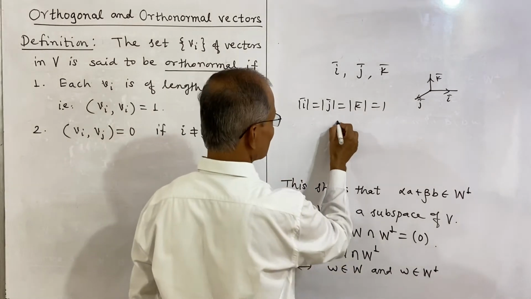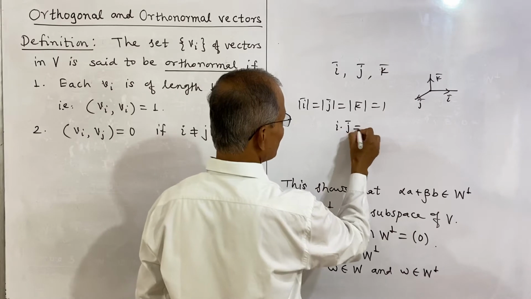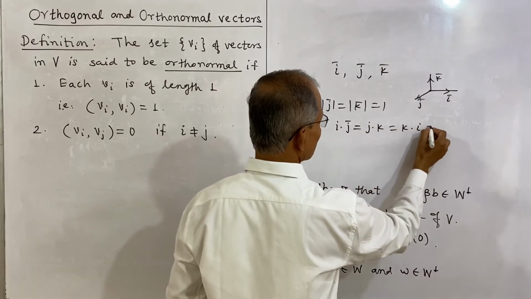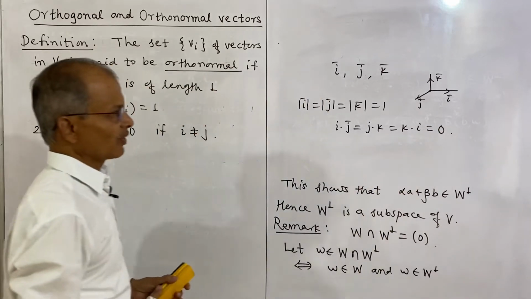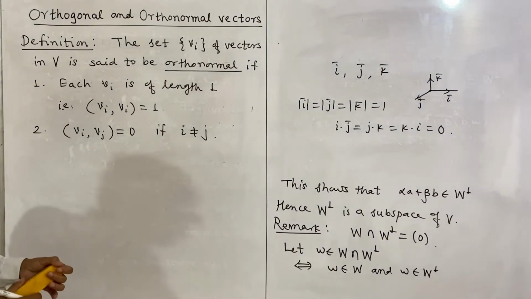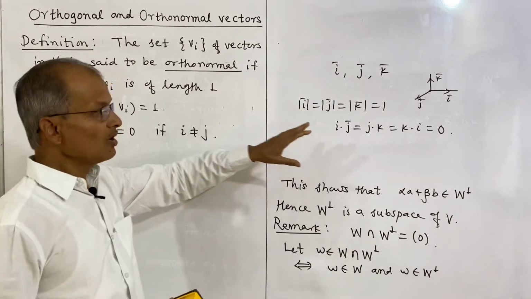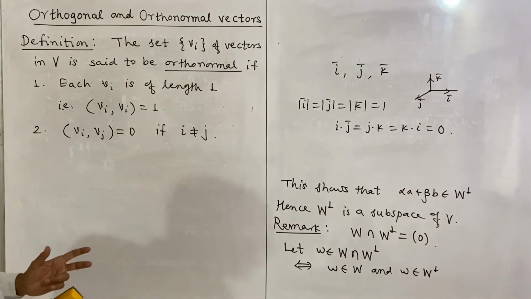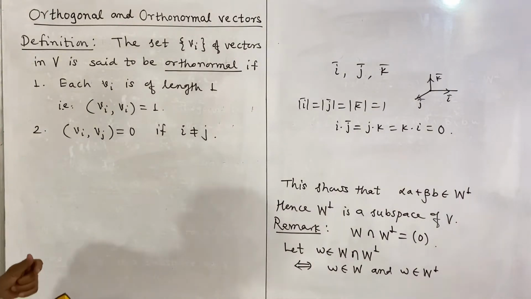to each other. That is, we have i dot j is equal to j dot k is equal to k dot i is equal to 0. They are perpendicular. That means pairwise their dot product is 0. So this is an example of orthonormal vectors. i, j, k, mutually perpendicular unit vectors, are orthonormal.